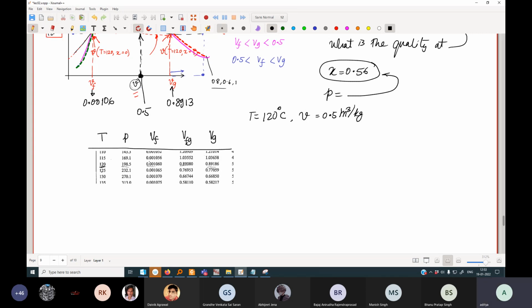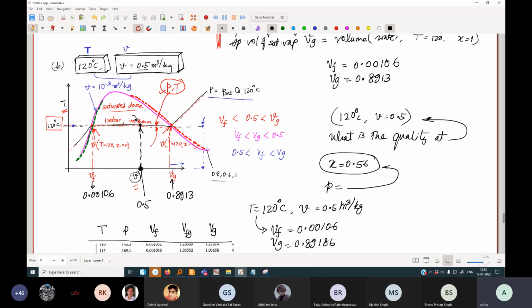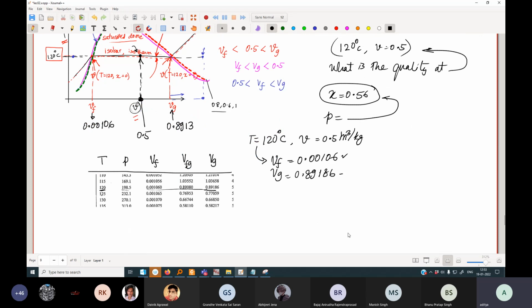So at 120 degrees Celsius, corresponding to this, Vf equals 0.00106 and Vg is 0.89186. Okay, so what did we have from the computer? It was 0.00106, which is the same, and 0.8913, we have 0.89186. Slight difference in the fourth decimal. Okay, no problem. Now we know that because the V under consideration is 0.5, it is obviously less than Vg and obviously larger than Vf.